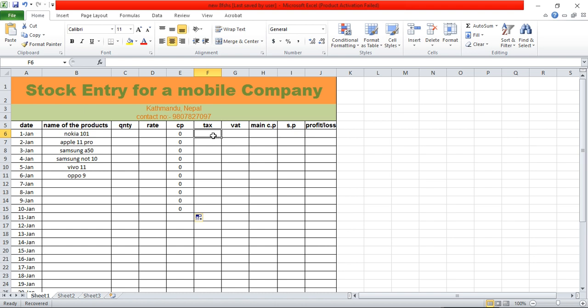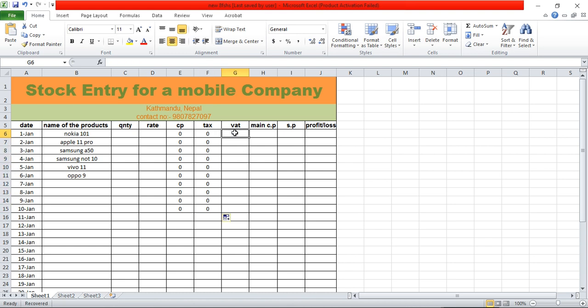One is tax, the service tax. Another is VAT. The tax is, for example, 5%. So equals 5% tax of our cost price. So cost price multiplied by the number of tax, 5%, then close the bracket and divide it by 100. I'm teaching you a very simple method to calculate the percentage. Press enter, and now set the formula for the rest.